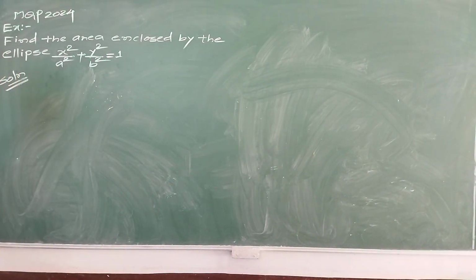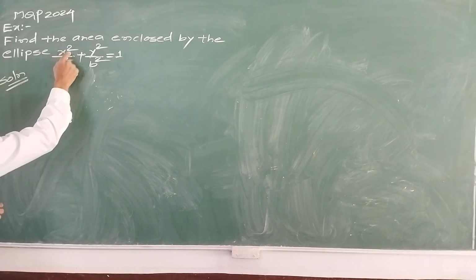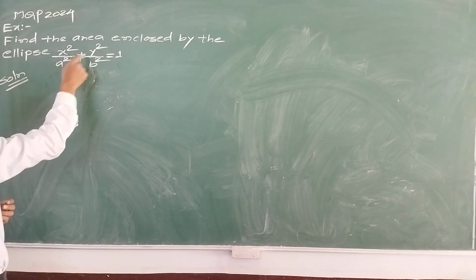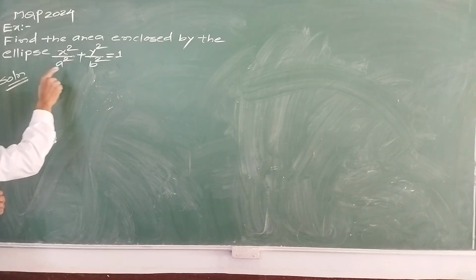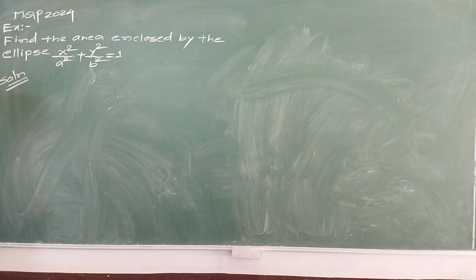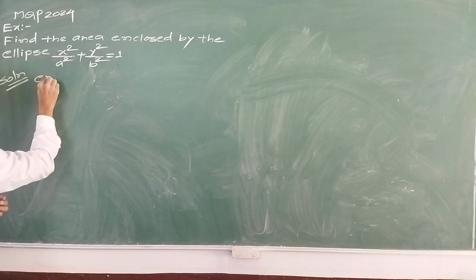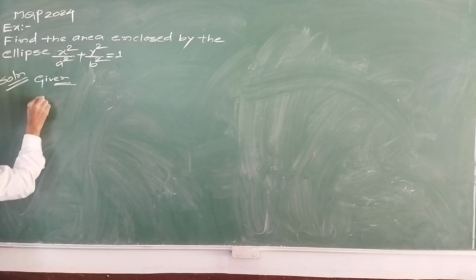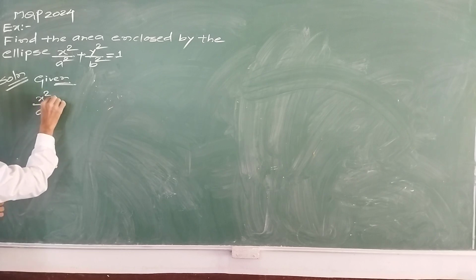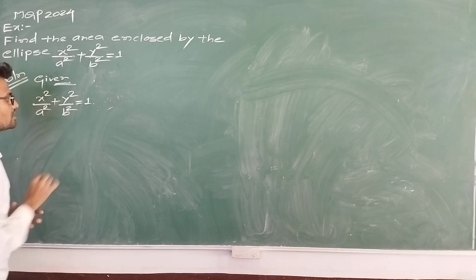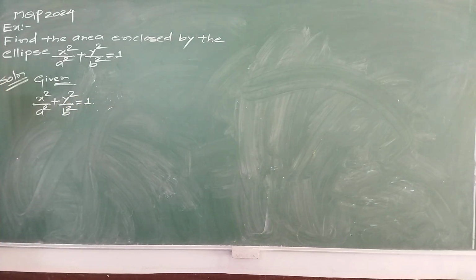Now see, in this equation, the power of x is 2 and the power of y is also 2. So here, both the powers of x and y are even. Hence, this curve is symmetric about the x-axis as well as the y-axis. So I will write the given equation of the curve once again. The given equation of the curve is x square by a square plus y square by b square is equal to 1. This is the equation of the ellipse, right?